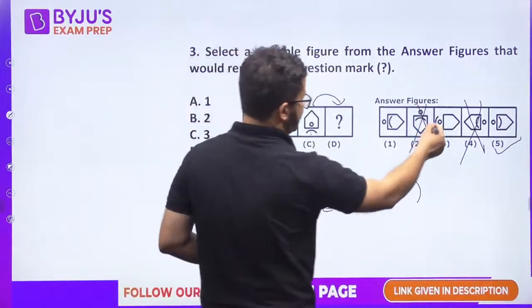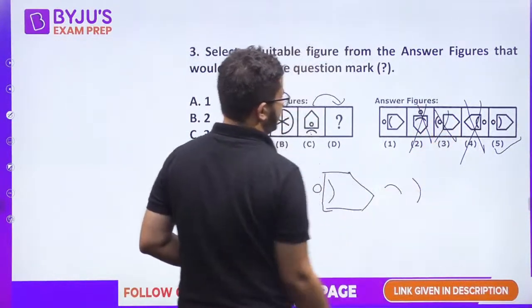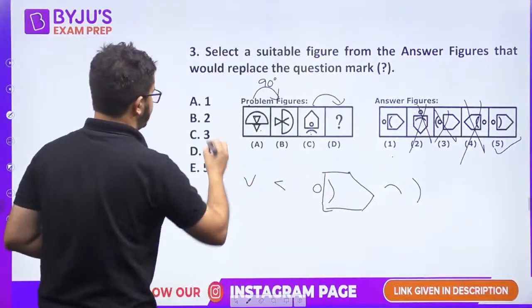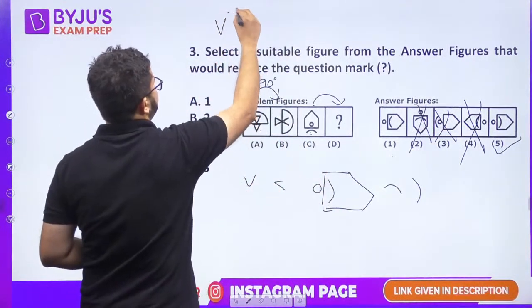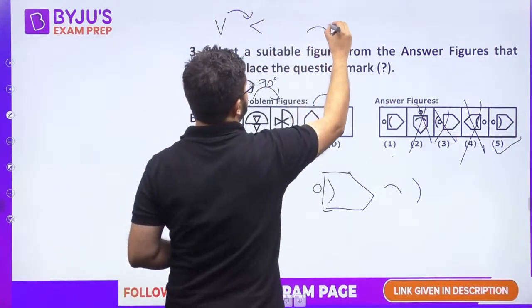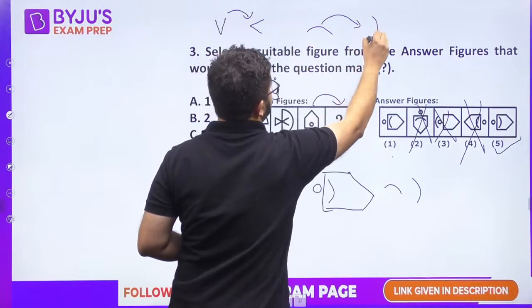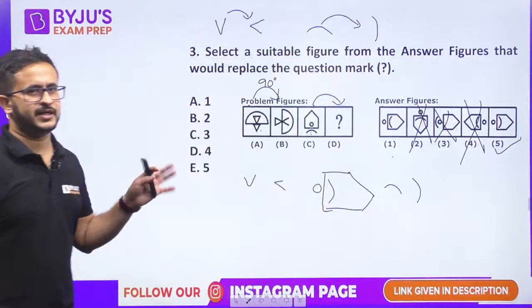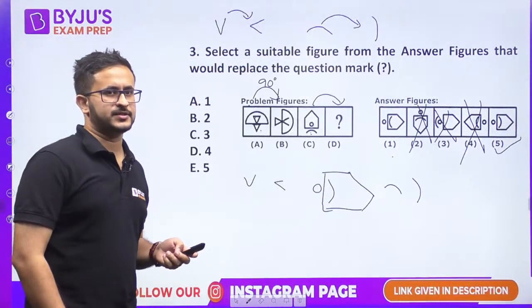Okay, so obviously you could reject 3 because both images cannot be outside. Between 1 and 5 you see the rotation also. So this V shape, okay, it is rotated like this and it became like this. So similarly if you rotate this shape like this, it will be like this, not like this. Okay, so understanding of rotation is important in this.